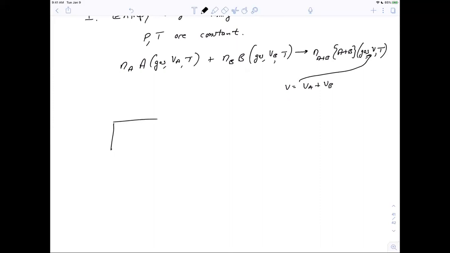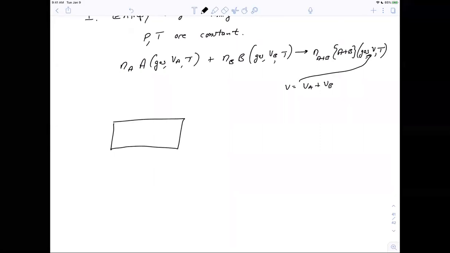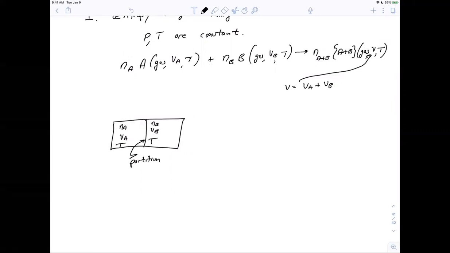Initially we have a container, and on this side we'll have N_A moles of gas A, which is ideal, and the volume on this side will be V_A, at a particular T. On this side we'll have N_B moles of gas B, with a volume V_B on this side of the container, also at temperature T. And then this is a partition. What we'll do in this process is remove the partition.